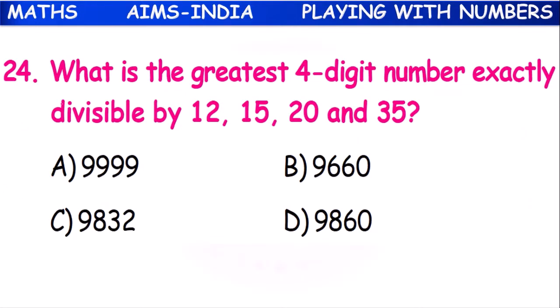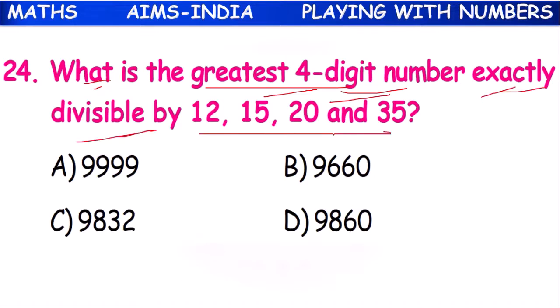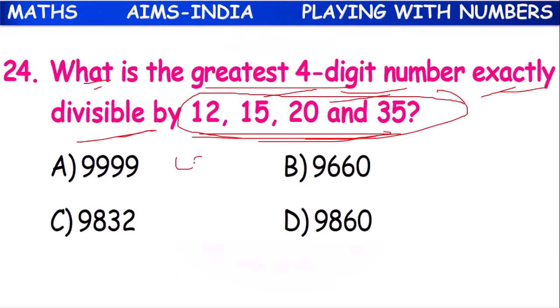Next. So what is the greatest 4-digit number exactly divisible by 12, 15, 20, 35? Exactly divisible by means what we have to do? We have to find the LCM of 12, 15, 20, 35. So what is the LCM? If you try to find the LCM, LCM will be 420.